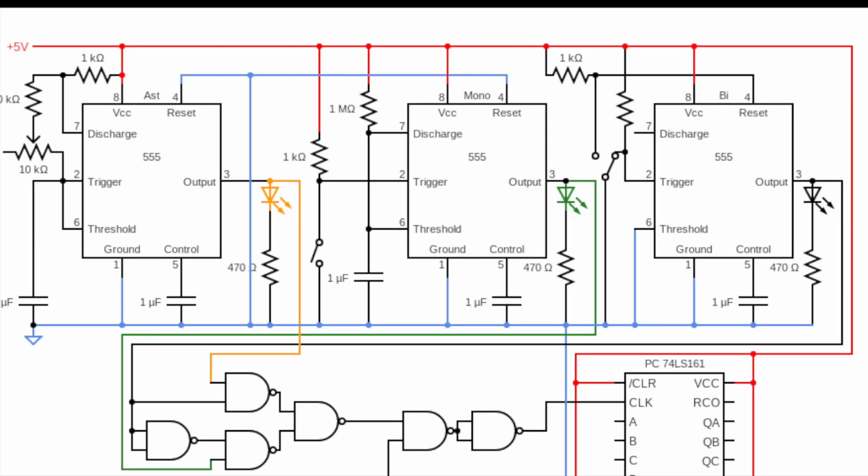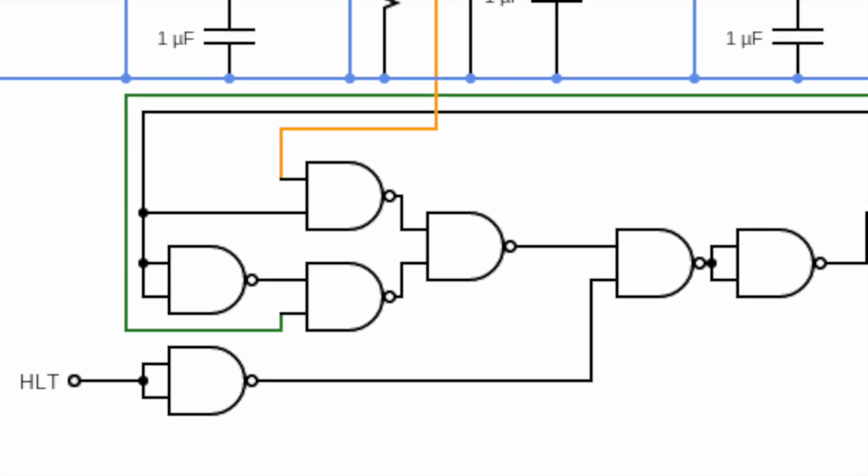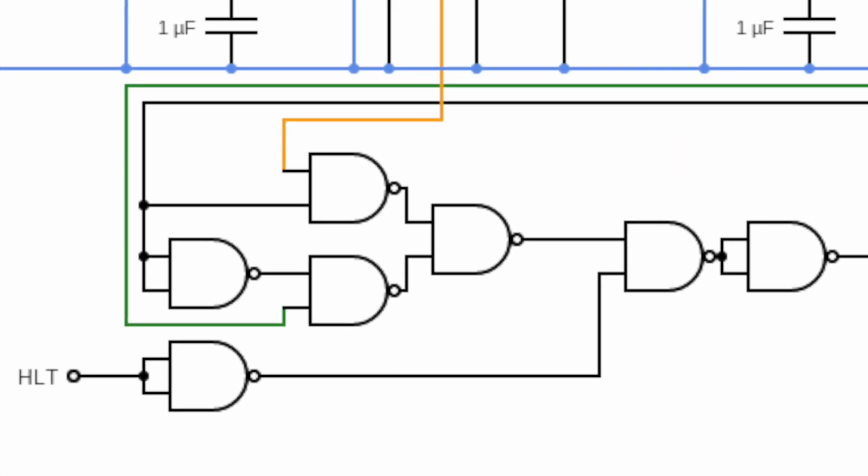These clock signals from the 555 timers are then fed into a NAND logic circuit. The diagram here is color-coded. The yellow signal comes from the astable clock, the green signal comes from the monostable clock, and the black signal comes from the bistable clock. At its most basic level, this circuit is designed to select the clock signal that is used according to the signal coming from the bistable clock.